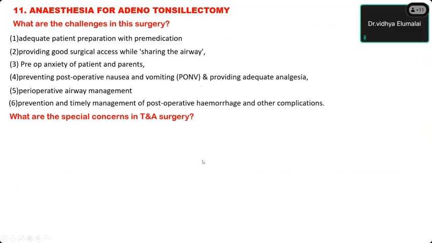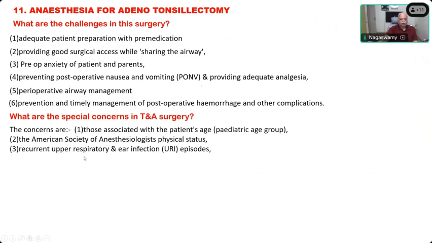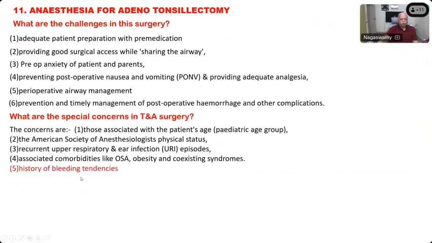Sir, intubation, route of nasal tracheal intubation, but if it is adenoid combined, then oral intubation. Concerns are those associated with the age, first of all, pediatric age group. Then the American Society of Anesthesiology physical status, recurrent URI and ear infections, and associated comorbidities like OSA and obesity and coexisting syndromes. History of bleeding tendencies, sometimes, that also can be a problem in these cases.